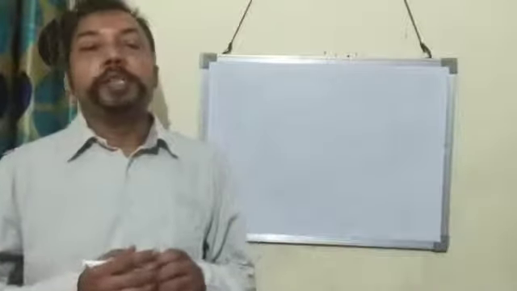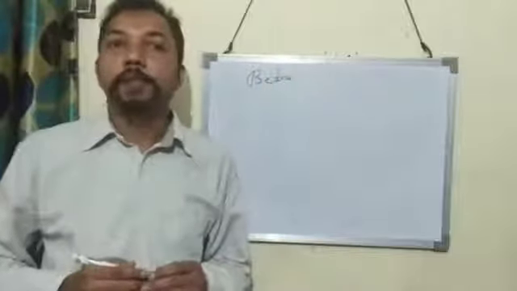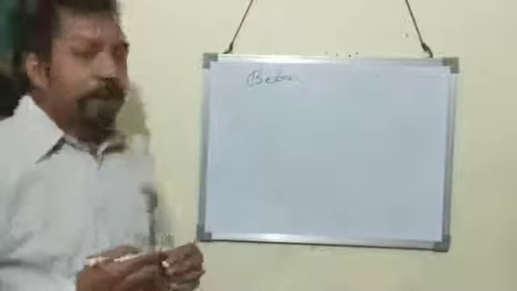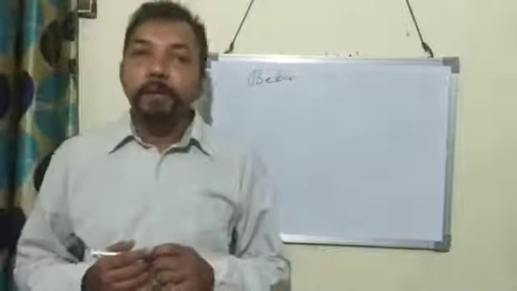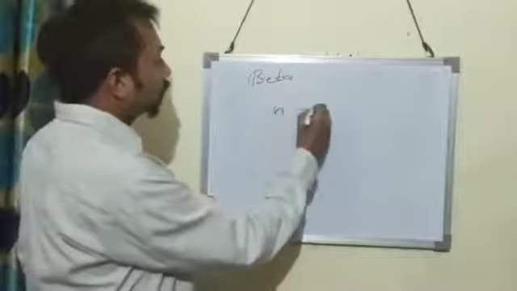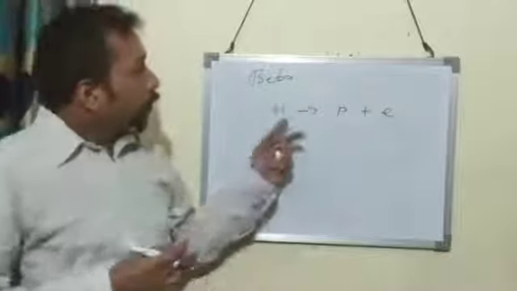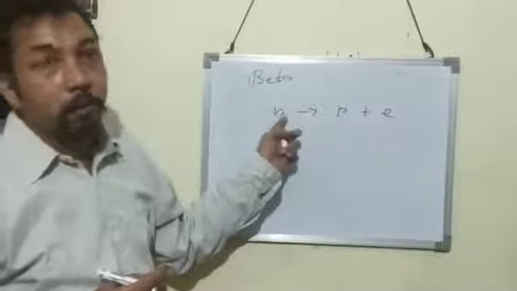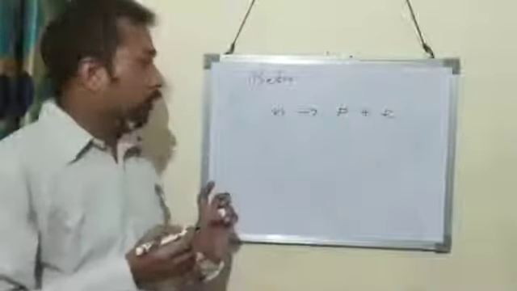Now, what nuclear change takes place during beta emission? A beta particle is the same as an electron, a fast moving electron. During beta emission, one neutron changes to one proton by emitting an electron. A neutron is a combination of proton and electron, which becomes a neutral particle. So one neutron changes to one proton by emitting an electron.